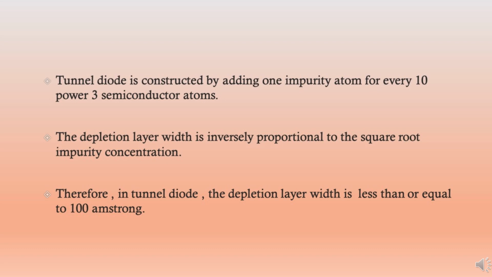A tunnel diode is constructed by adding one impurity atom for every 10^3 semiconductor atoms. The depletion layer width is inversely proportional to the square root of impurity concentration. Therefore, in a tunnel diode, the depletion layer width is less than or equal to 100 angstrom.